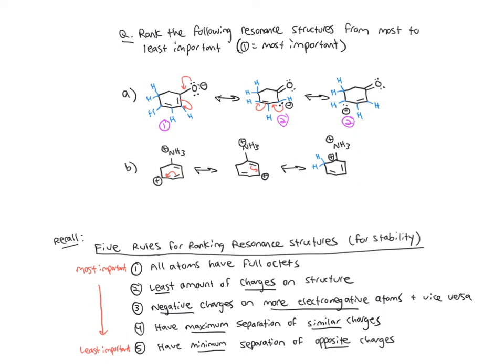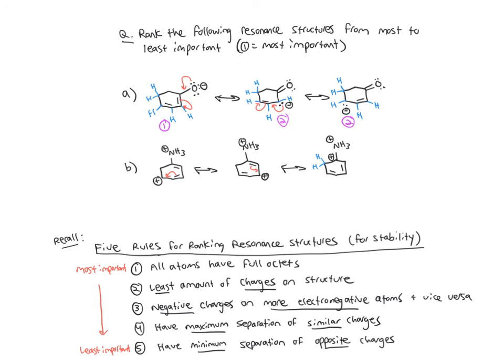Rule number 4, have the maximum separation of similar charges. With this one, we have similar charges, so this is going to apply. They're 2 carbons apart in this structure. They're also 2 carbons apart in this structure, but they're right next to each other in the last structure. So that means that this last structure is actually worse than these other 2. And so we know that this one's going to be last.